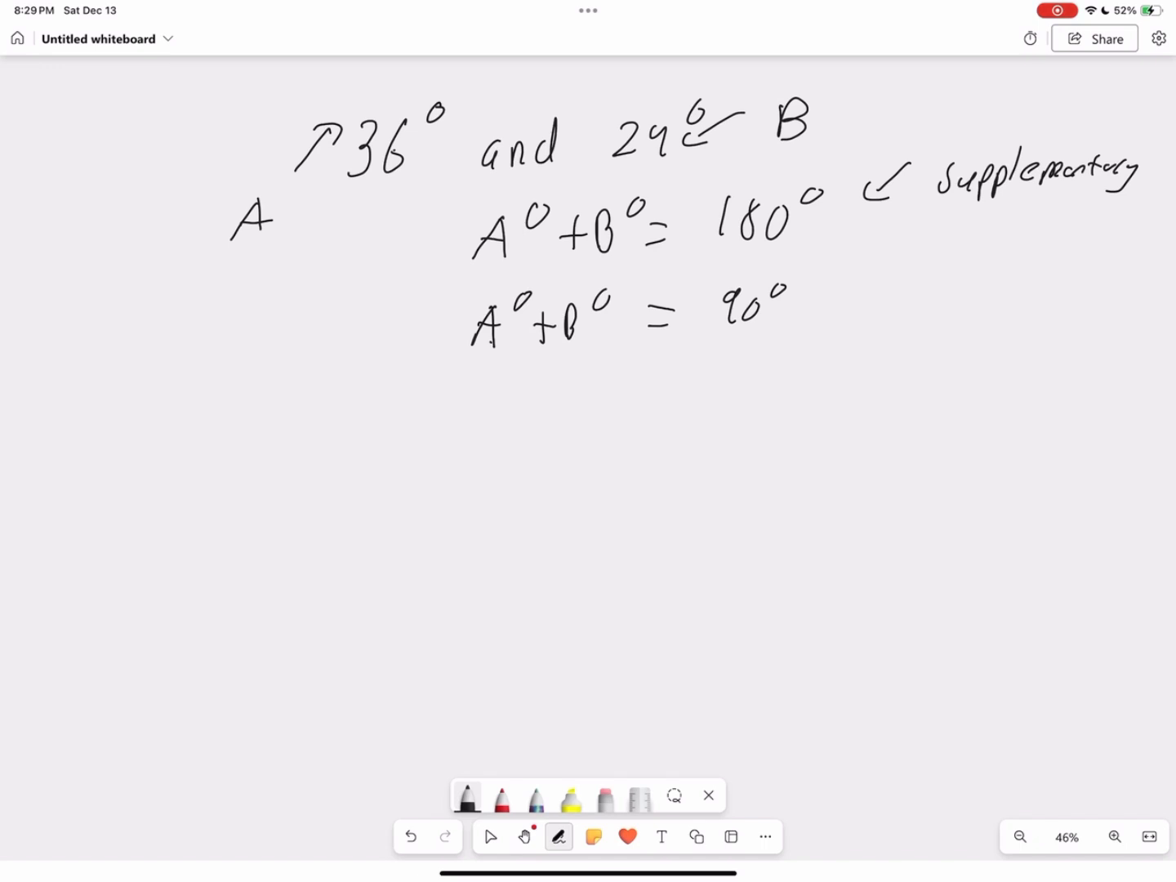So let's plug into the supplementary one. So 36 degrees plus 24 degrees has to equal 180 degrees. Let's see. So 36 plus 24 is equal to 60. 60 degrees equal to 180 degrees. Is this true? Does 60 equal 180? It does not. So this isn't true. So it's not supplementary.